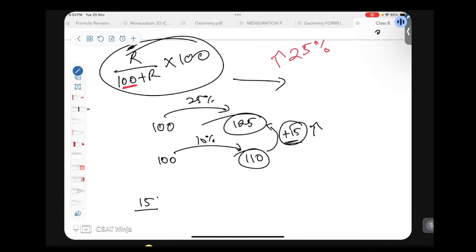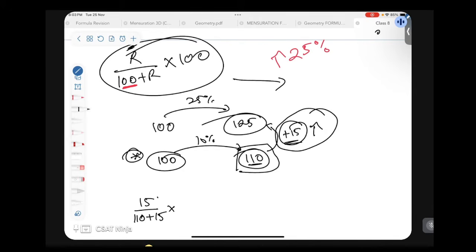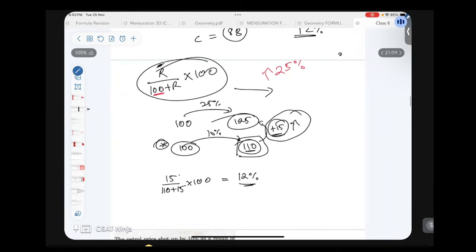15 divided by 110, because this is not the price here. He can afford till this one. That's the reason I'm using this 110 plus an increment of 15, into 100. If you simplify this, you will still get the same value, which is 12%. So I'm not simplifying. I'll just leave it for you: 15 divided by 125 into 100. So you solve this one.